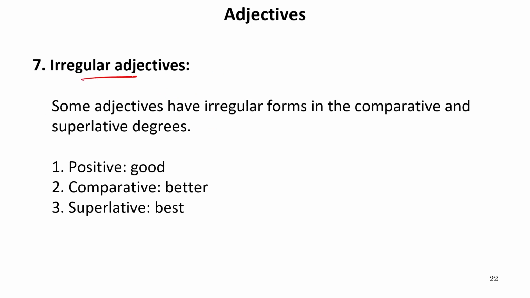Now whenever we have irregular adjectives, some adjectives have irregular forms in the comparative and superlative degree. These do not depend upon the number of syllables or anything. These are irregular, or you can say predefined. For example, good, better, best. Similarly, bad, worse, worst. So this is how we convert a word into comparative and superlative respectively.